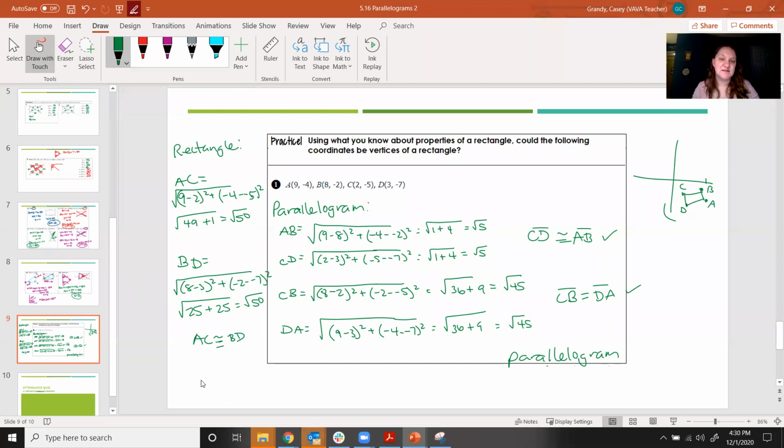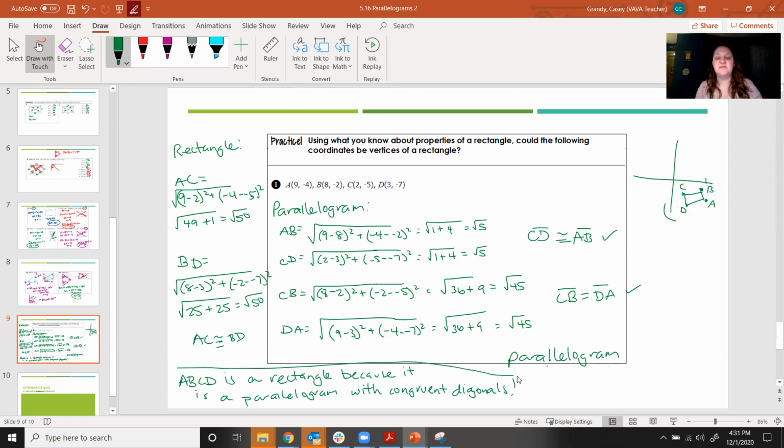So I'll write this as a sentence. ABCD is a rectangle because it is a parallelogram with congruent diagonals. All right, so we did the distance formula 6 times. Good job. I know that the distance formula is a little tedious, but none of it is hard. So at least that's the good news.